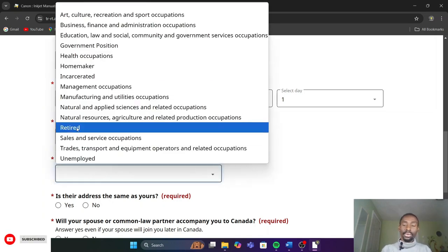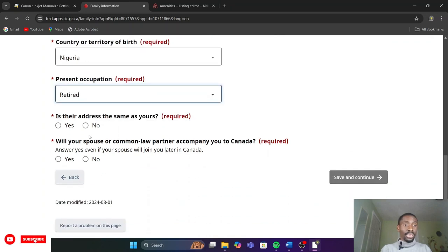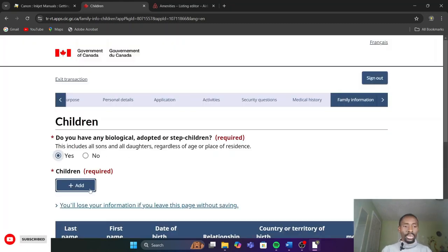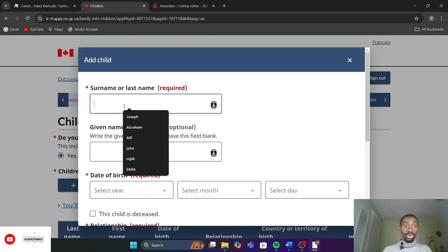President question, retired. No long story. Is the same as your mother? Yes. With your spouse or common-law partner, if your father-in-law or father will be following your mother, say yes. But in this case, we are the only person accompanying the mother, so no. Do you have any biological children? Yes, of course. So then you now put your own self.